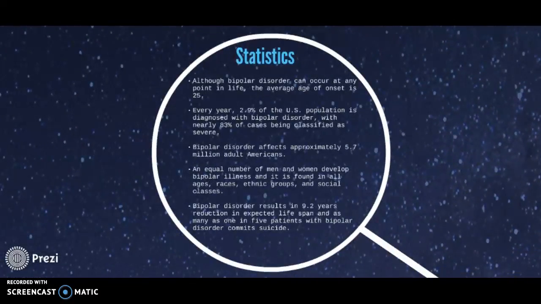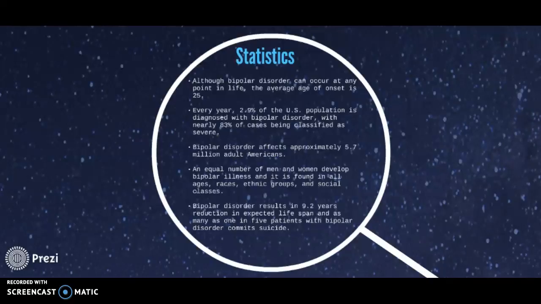Although bipolar disorder can occur at any point in life, the average age of onset is 25. Every year, 2.9% of the U.S. population is diagnosed with bipolar disorder, with nearly 83% of these cases being classified as severe. Bipolar disorder affects approximately 5.7 million adult Americans.